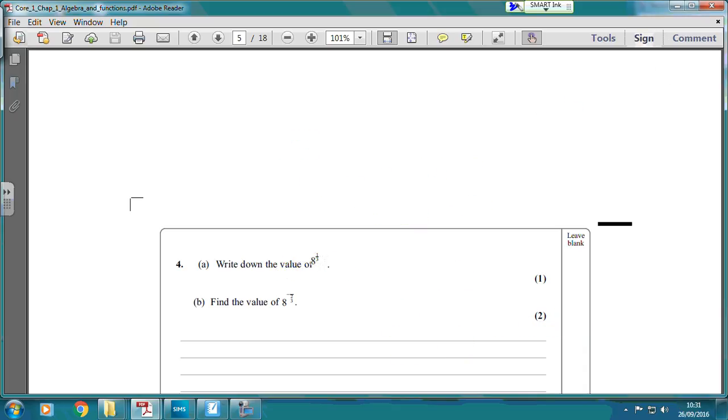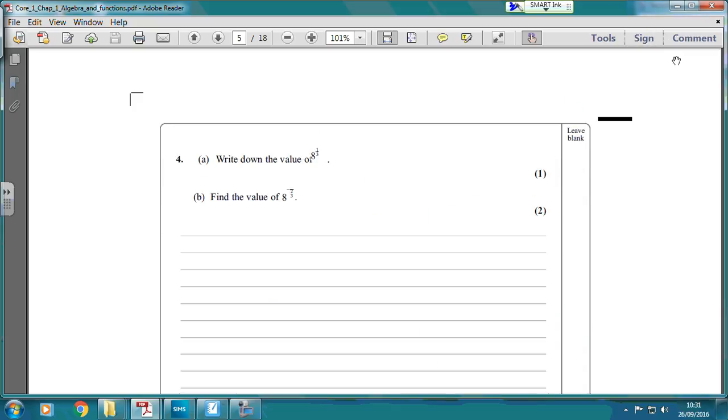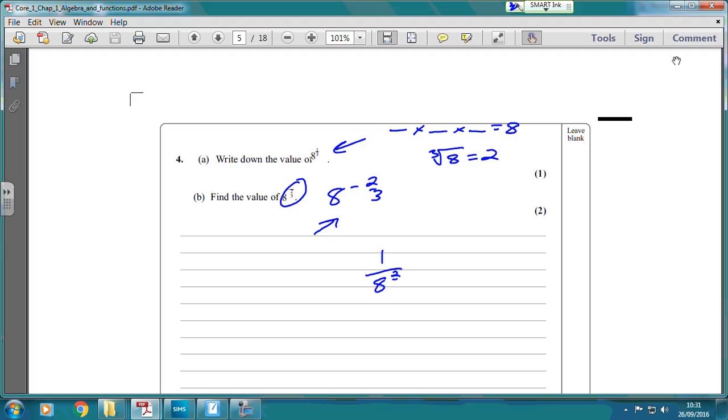Okay, question 4. So again, very, very similar question. This is one that I said was actually 8 to the power of minus 2/3. But again, similar thing. So 8 to the power of a third means something times something times something equals 8. So that something must be, the cube root of 8 is 2. Now again, this one, you've got to deal with a negative power, so that's going to be 1 over 8 to the power of 2/3.